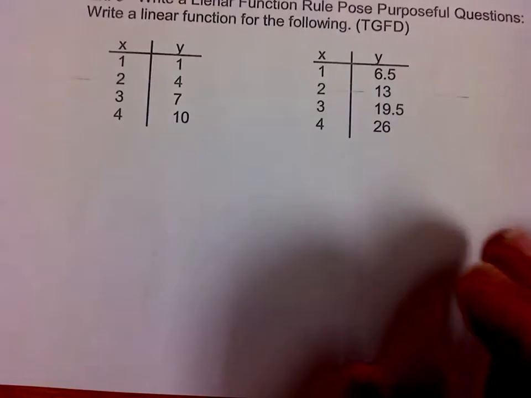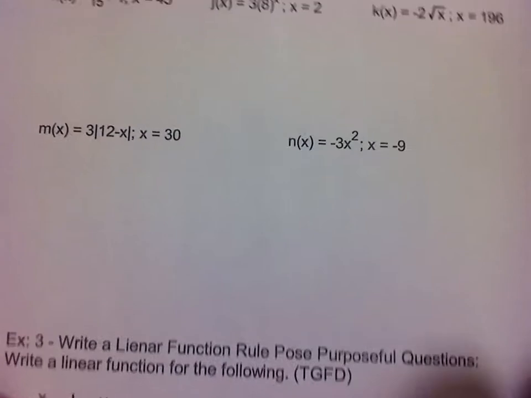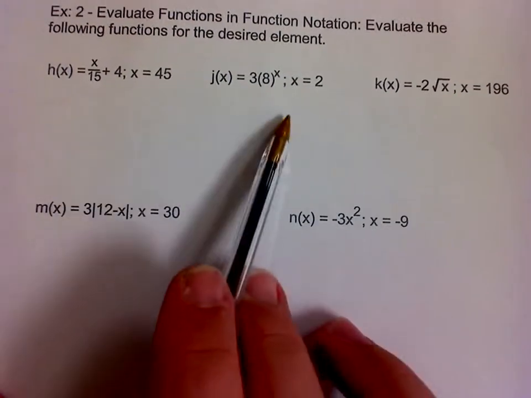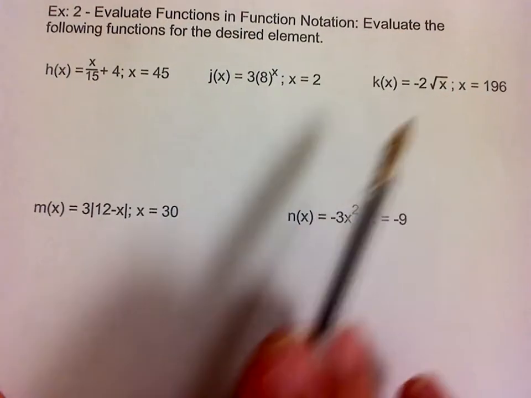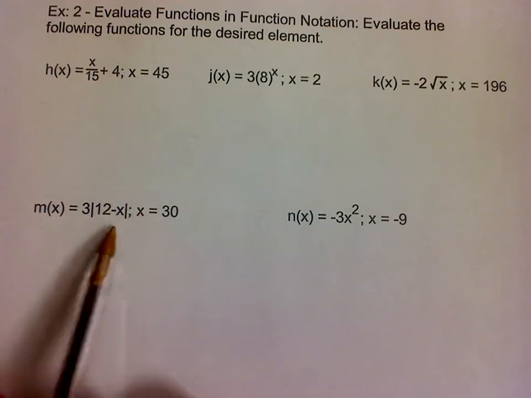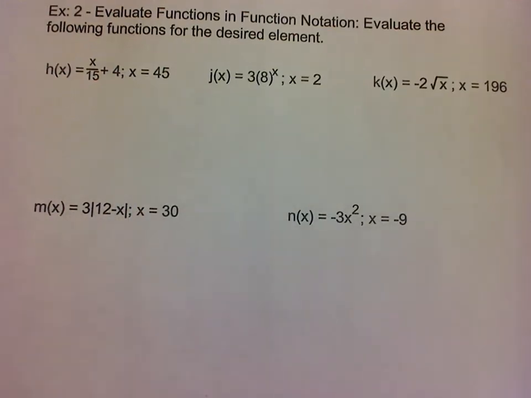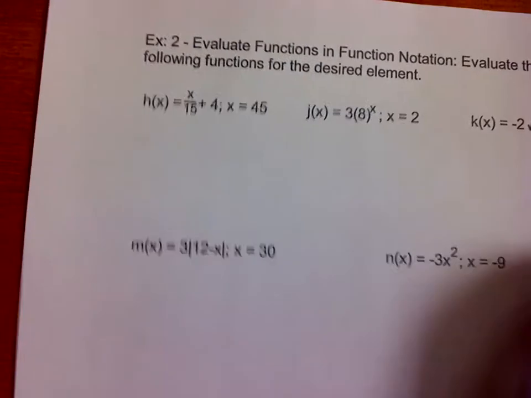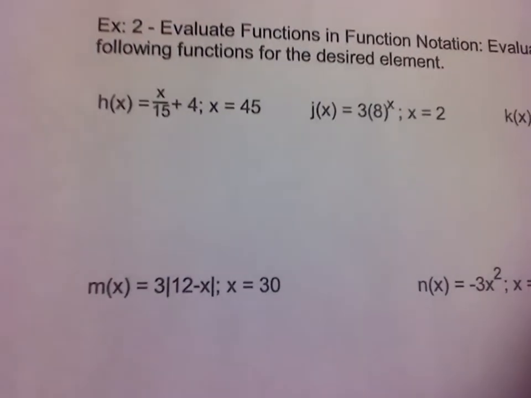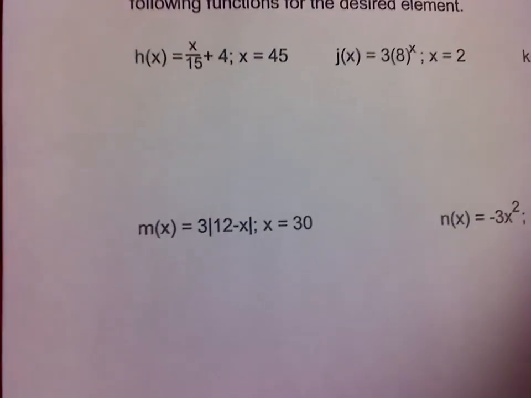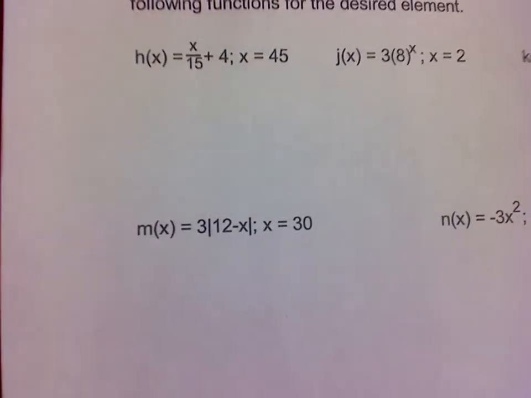Now we are going to move into some examples that are a little bit more complex because we have fractions, we might have exponents, radicals, more exponents, and some absolute values. Regardless of what they're giving us here, the instructions are exactly the same. Evaluate the following functions for the desired element. Sometimes they might ask us to find more than one element. So they might say, find it at x equals 45 and x equals 55, in which case we would just do the process twice.